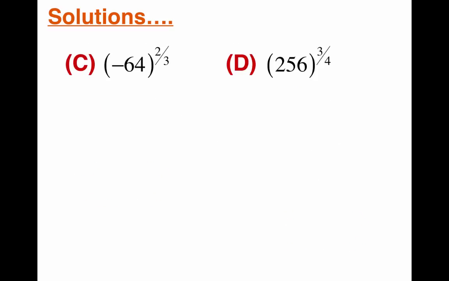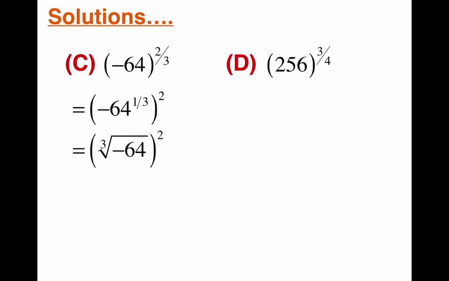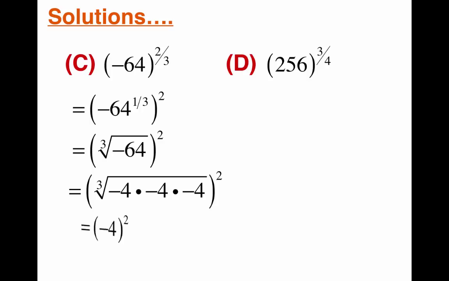Okay, let's look at C and D. C is negative 64 to the 2/3 power. That's negative 64 to the 1/3 and then squared. That means what do we have to multiply? What's the 3rd root, the cube root of negative 64? Well, I think it'd be negative 4. 4 times 4 times 4 is 64. So it's negative 4, but it's squared. So negative 4 times negative 4 is a positive 16. Our answer is 16.